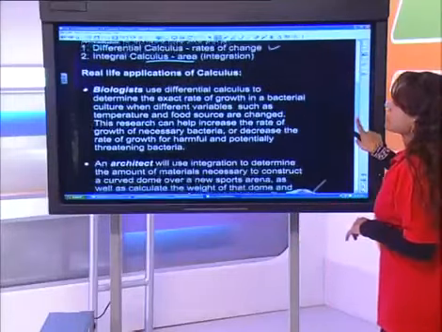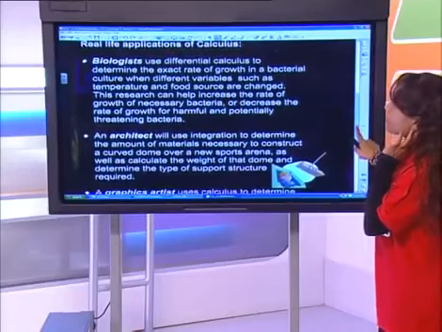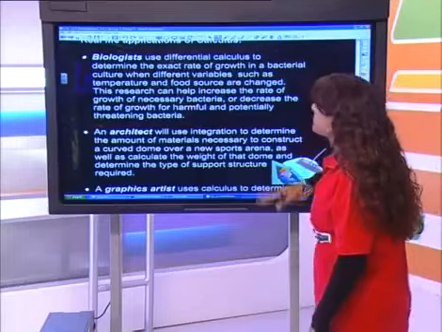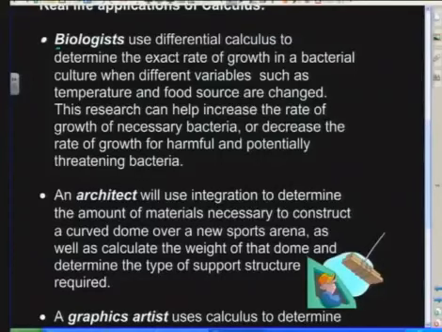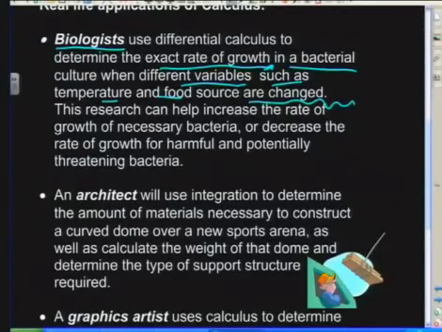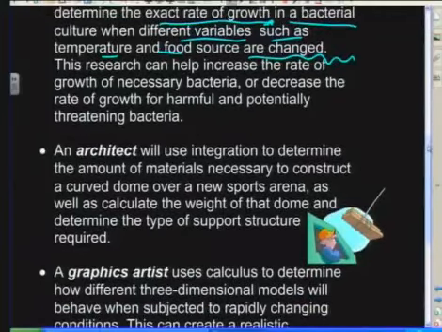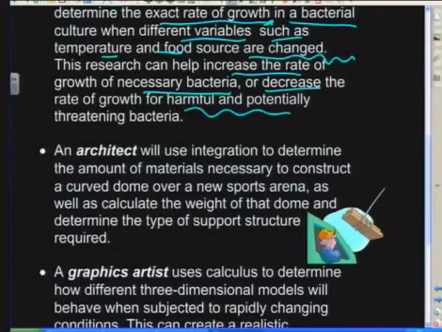As I said, there are lots and lots of real-life applications of calculus, and I'm just going to go through one or two of them, but really you can read this from your notes on the website. One of the people that use calculus a lot are biologists, and they use calculus to determine the exact rate of growth. Remember, we're talking about rates of change, motion, things are changing. So biologists would use it to find the exact rate of growth in a bacterial culture when different variables, such as temperature and food source, are changed. As soon as you see the word changes, you've got to start thinking calculus. The research helps them increase the rate of growth of necessary bacteria, which is very important, or decrease the rate of growth for harmful and potentially threatening bacteria.